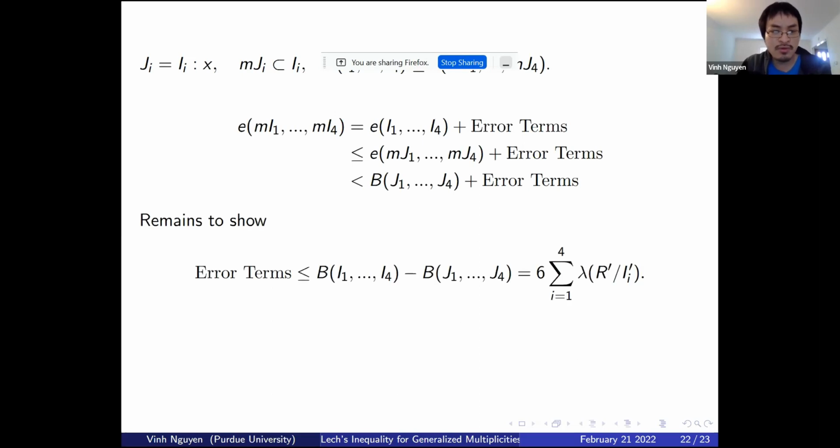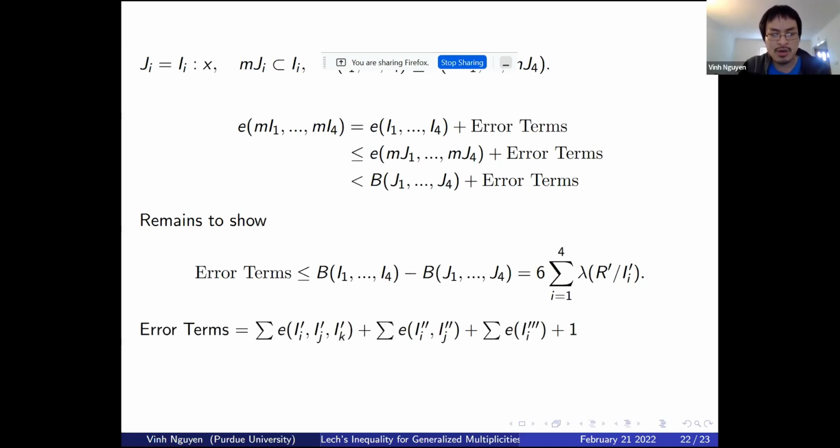So to finish the proof, we just have to show that the error term is bounded above by the difference between the bound for I and the bound based on J. And just through calculation, the difference of these bounds is exactly 6 times the sum of the colengths of the I prime ideals. And this is using the lemma by Huneke-Smirnov-Validashti.